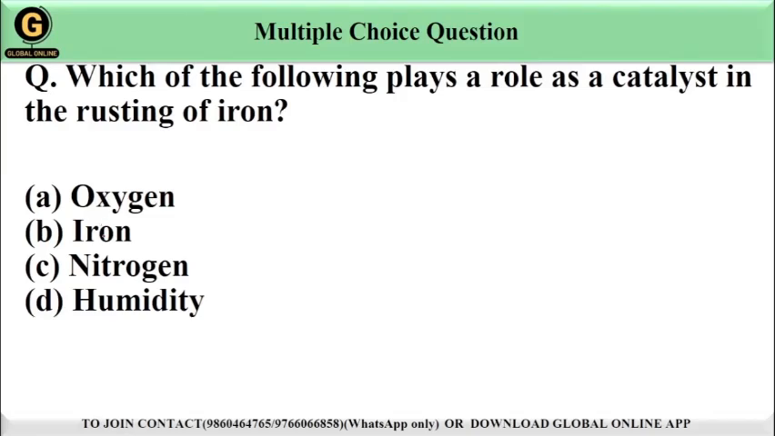So friends, the rusting of iron is a chemical reaction that occurs when iron reacts with oxygen and moisture from the environment. Oxygen and humidity are the key factors that facilitate the process of rusting. Iron itself does not act as a catalyst and nitrogen is not involved in the rusting process. So the correct answer among the options is option A, oxygen.